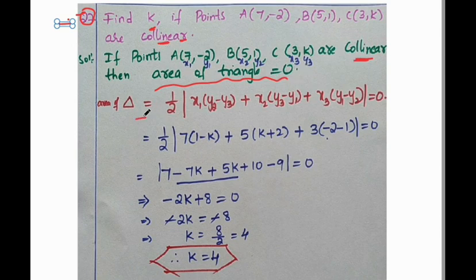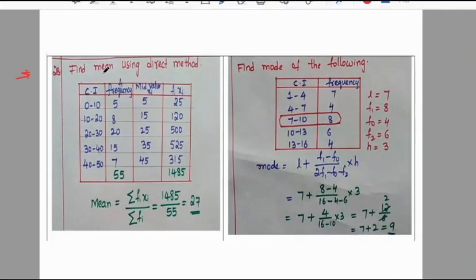We all know the area of triangle formula is 1 by 2 [x1 (y2 minus y3) plus x2 (y3 minus y1) plus x3 (y1 minus y2)] is equal to 0. Replacing x1 y1, x2 y2, x3 y3 in the formula, we get the value of k as 4. The next important and expected question in the 10th class question paper is either mean, median or mode. In this question paper, we have mean and mode as internal choice. We'll discuss mean.